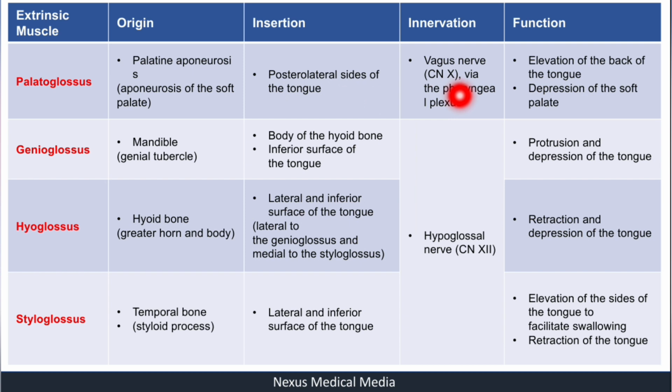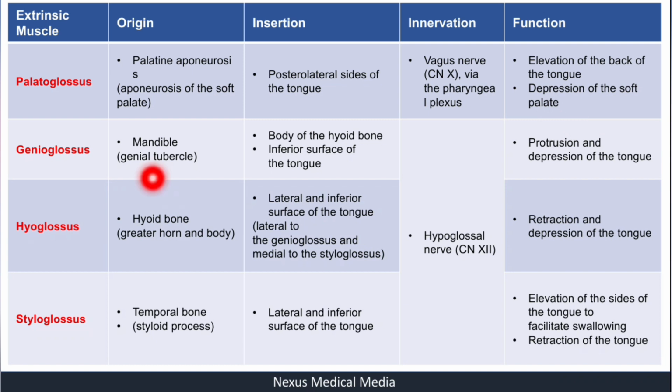Innervation is firstly by the vagus nerve via the pharyngeal plexus. The vagus nerve is the 10th cranial nerve. And the function of palatoglossus is elevation of the back of the tongue and depression of the soft palate.